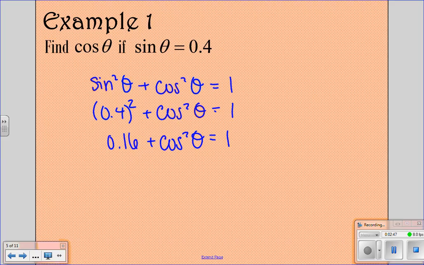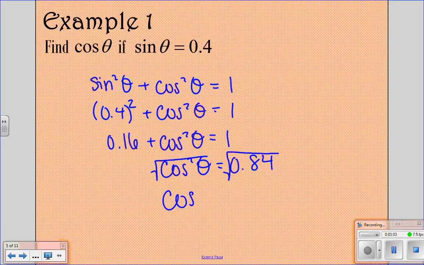And then if you solve that for cosine squared, you're going to have 0.84. And so then we're looking for the cosine of theta. So to find the cosine of theta, you'll take the square root. The square root of cosine squared is cosine of theta. And then the square root of 0.84 is 0.92. And so that would be your answer.